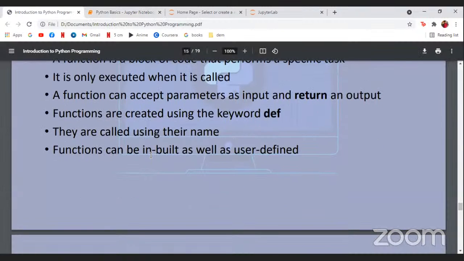So these are functions. There are a lot of inbuilt functions as well, which you will be calling from time to time when you're writing your code. But you'll also be writing your own functions, which are called user-defined functions.